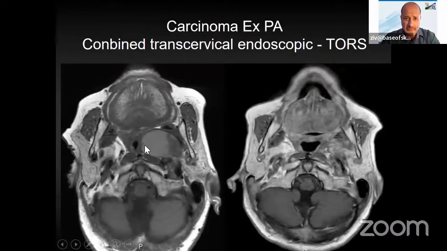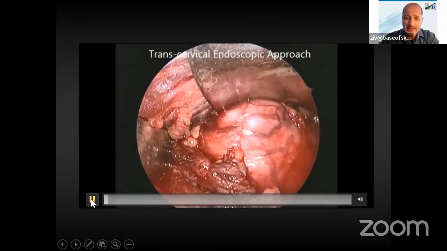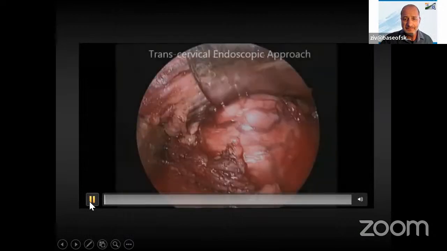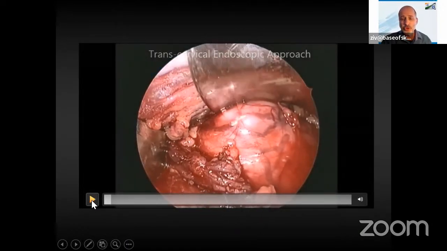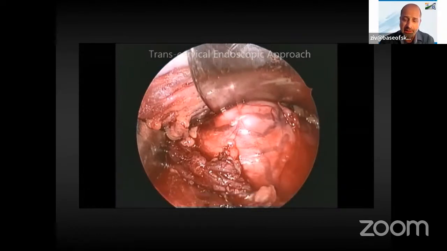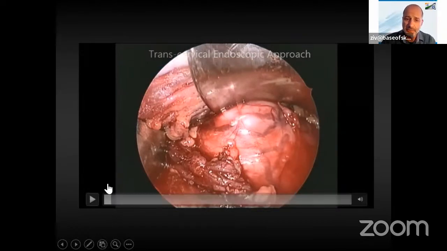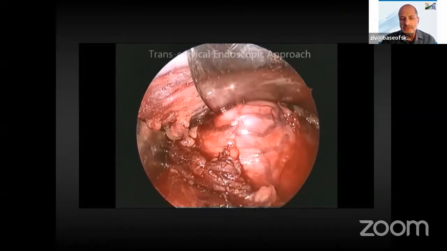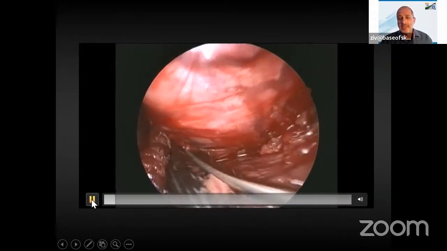Later on, for this tumor, which is a carcinoma ex pleomorphic adenoma, we started to perform endoscopic transcervical and transoral robotic surgery. First, we would start with the endoscopic transcervical approach. If the tumor can be removed solely through the neck, that will complete the surgery. If the tumor is too big, we will combine it with a robotic approach. Therefore, we are always ready for big tumors to perform robotic surgery as well as transcervical. So you see here the technique.